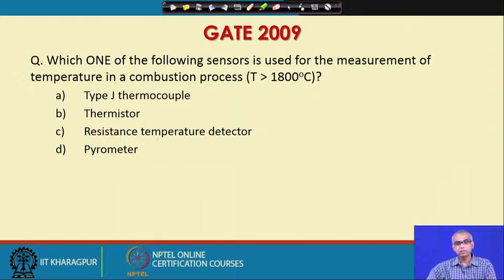Which one of the following sensors is used for the measurement of temperature in a combustion process where temperature is greater than 1800 degrees Celsius? Options are type J thermocouple, thermistor, resistance temperature detector and pyrometer. For such high temperature, we normally use pyrometer. So, option D is the correct answer.